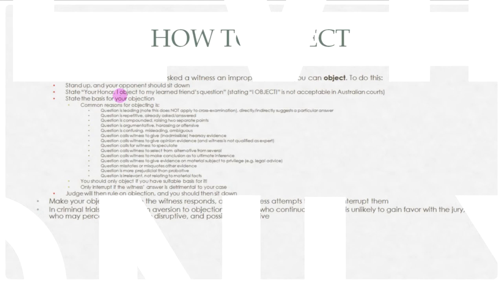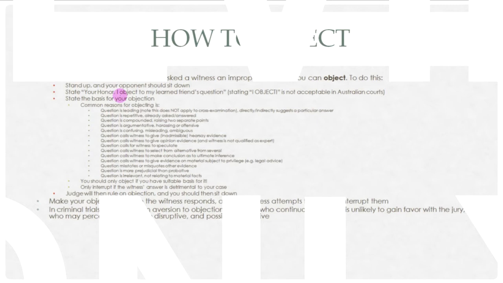The question calls for the witness to give evidence on material facts subject to privilege, such as legal advice. The question misstates or misquotes other evidence. The question is more prejudicial than probative. The question is irrelevant, not relating to material facts. You should only object if you have a suitable basis for it. Only interrupt if the witness's answer is detrimental to your case. If it's not, you just let them talk.